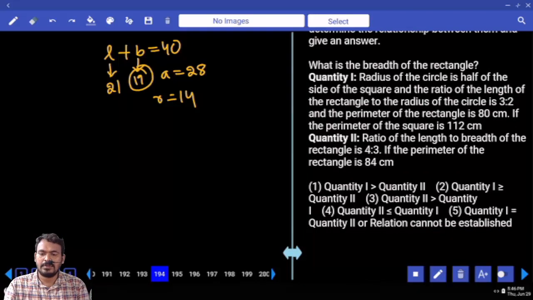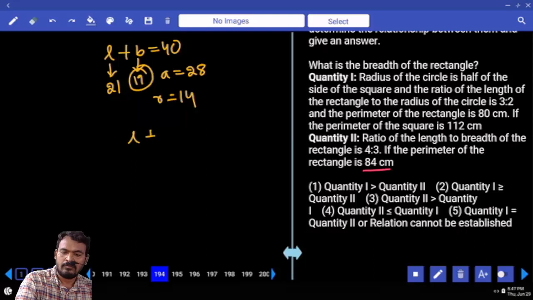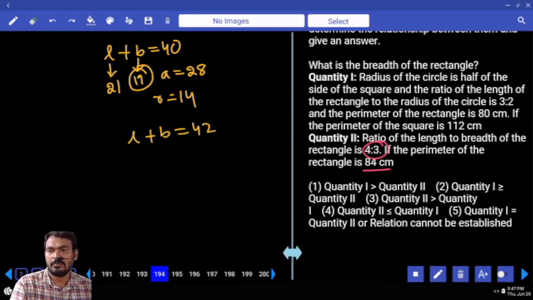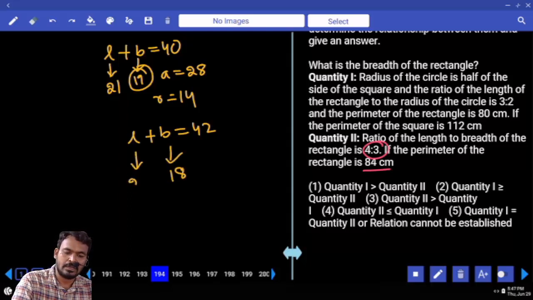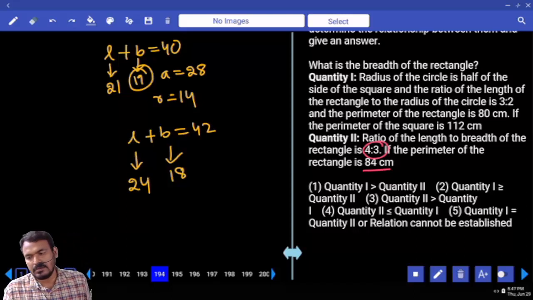Ratio of the length and breadth of a rectangle is 4:3. If the perimeter of the rectangle is 84. Perimeter means 2 of L plus B. Means L plus B value is 42. L how many parts? 4 parts. B 3 parts. Total 7 parts. 7 parts are 42. Every 1 part is 6. Then 3 parts are 18, 4 parts are 24. What is the question here?